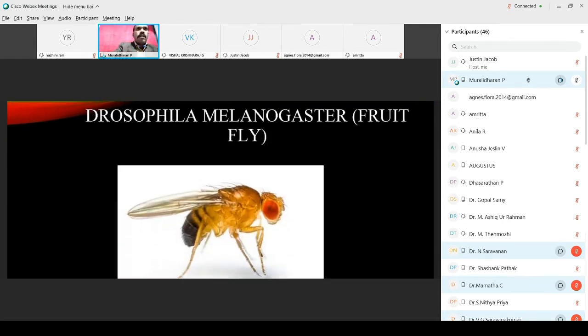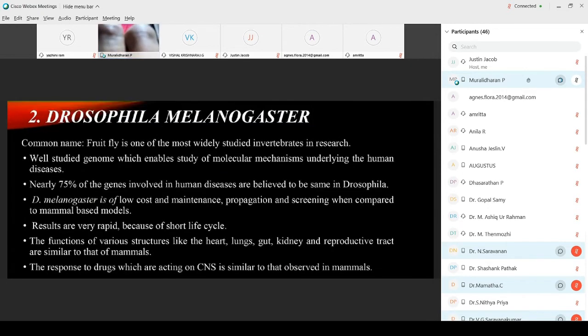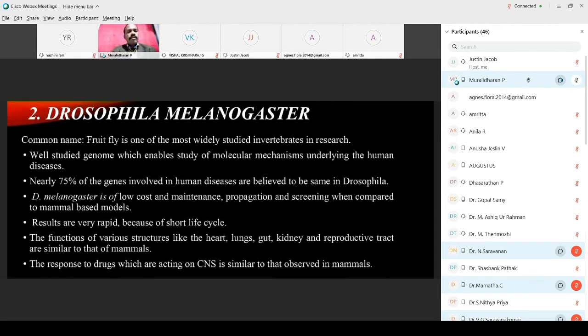Then about another insect, it is the fruit fly, Drosophila melanogaster. So Drosophila is the common fruit fly, and it is a widely used invertebrate in research.